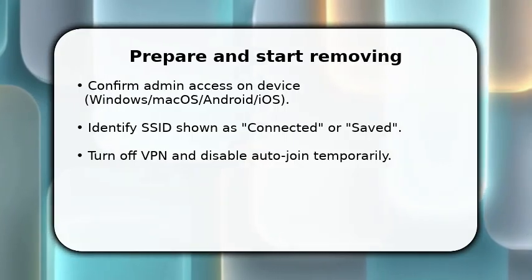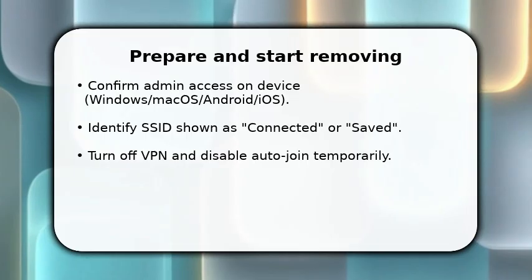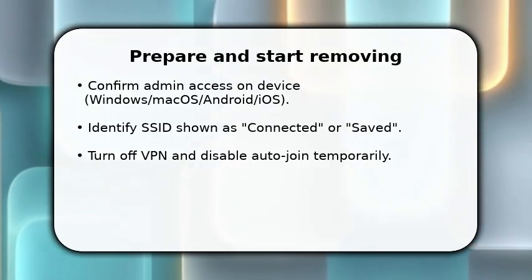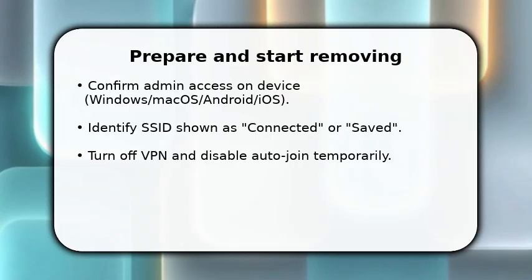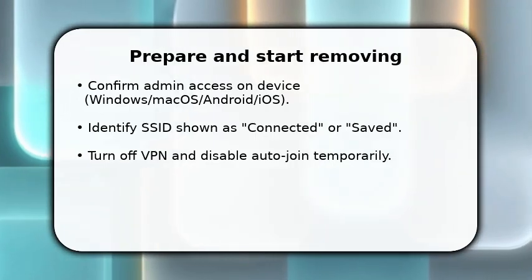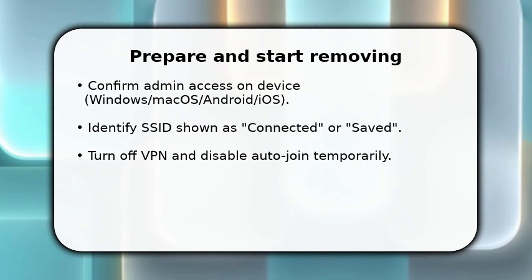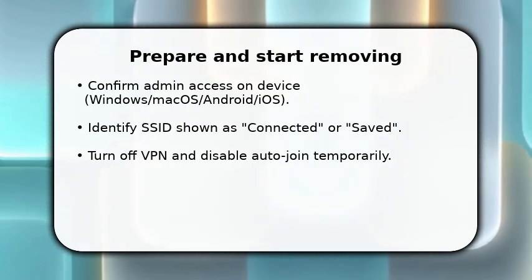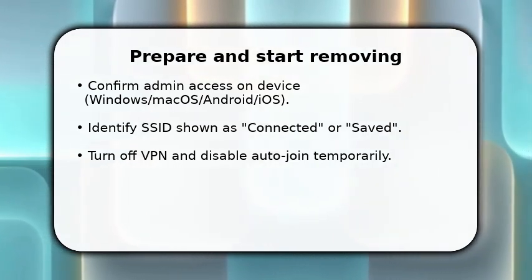You will be locating the active or saved profile to remove it. Once located, make sure Auto Join or Auto Connect is off so the system doesn't reattach while you work. This initial removal prevents immediate reconnection and prepares you for deeper cleanup steps.